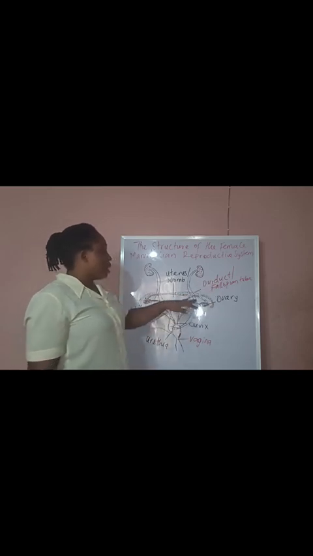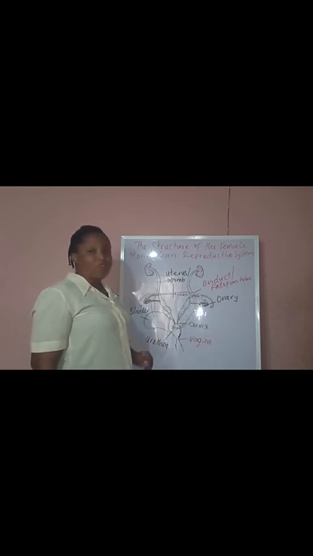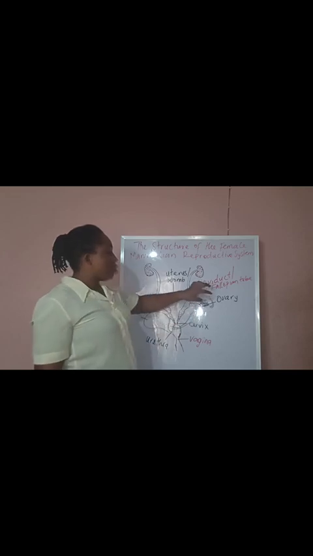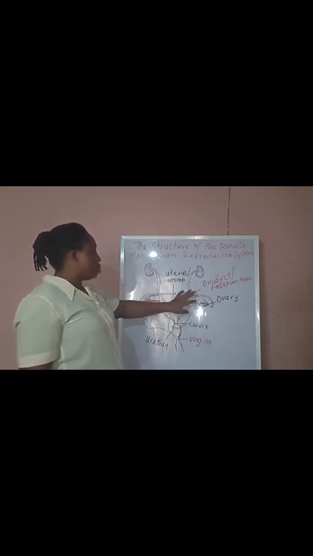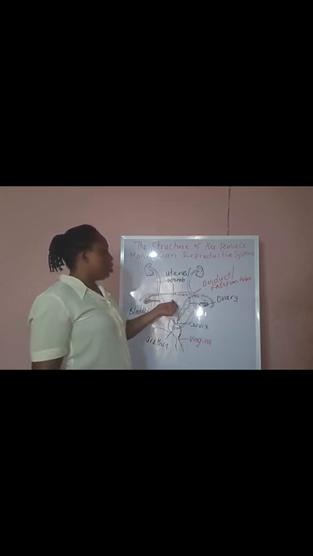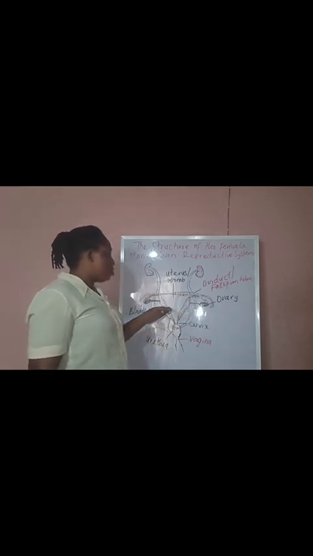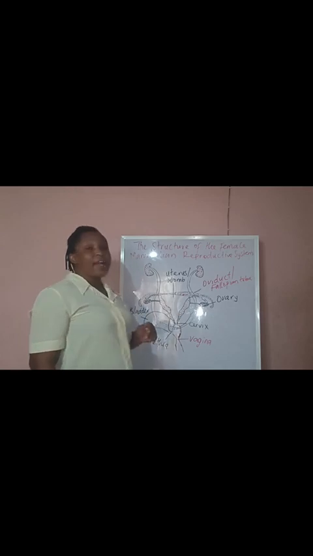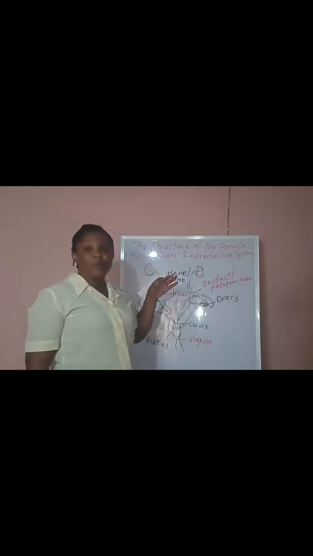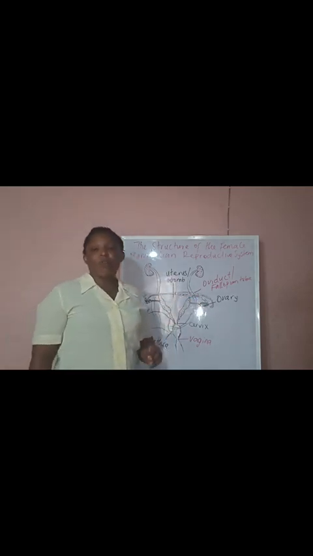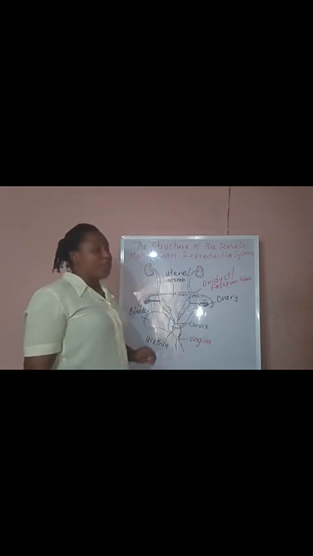So the process of releasing the egg from the ovary is called ovulation. When the oviduct receives the egg, the egg travels through the oviduct into the uterus. So the oviduct serves as the passageway for the egg. And not only that, the oviduct, or the fallopian tube, is the place where fertilization takes place. So fertilization takes place within the fallopian tube.